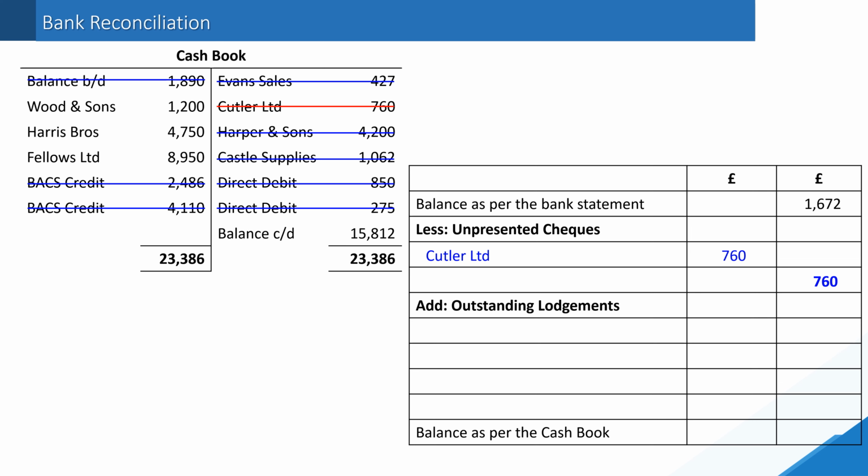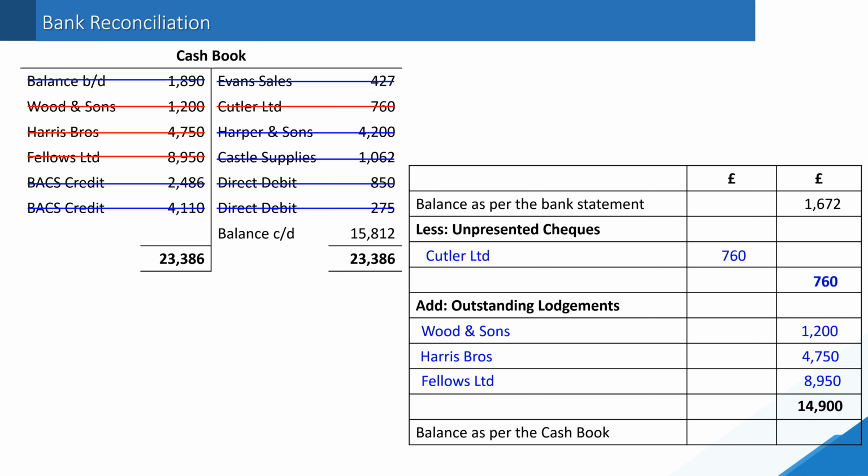I also need to take account of the outstanding lodgements, and these are receipts that have been received by my business. I've entered them into my cash book, but they haven't yet cleared the bank statement, but they will. Those outstanding lodgements refer to Wood & Sons, to Harris Brothers, and to Fellows Limited. And collectively, my outstanding lodgements agree to £14,900.